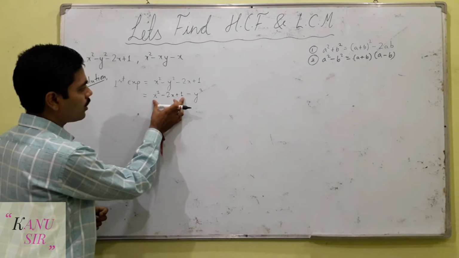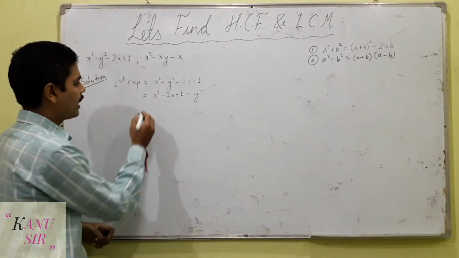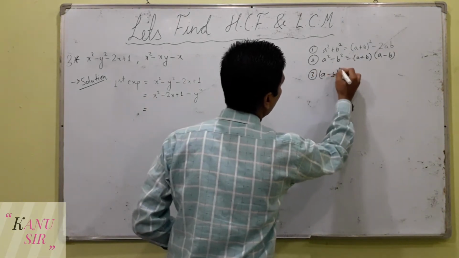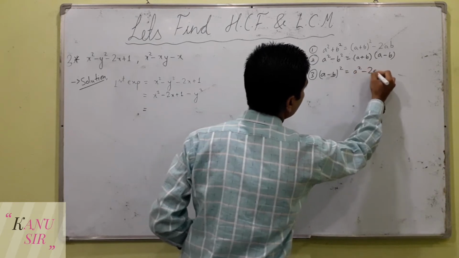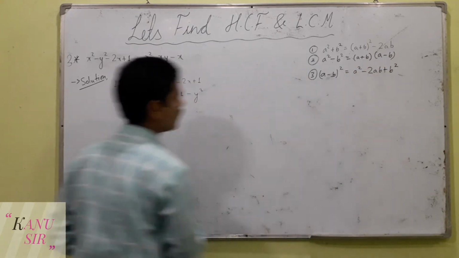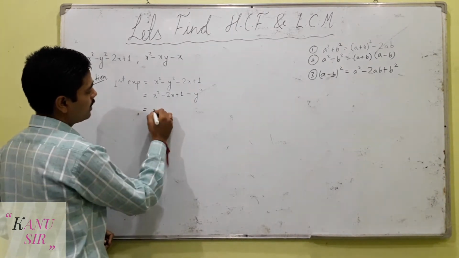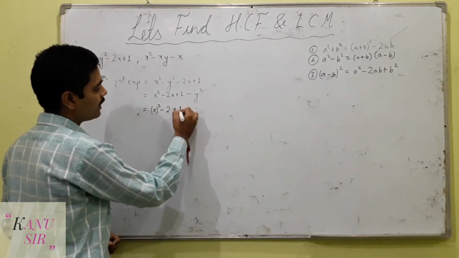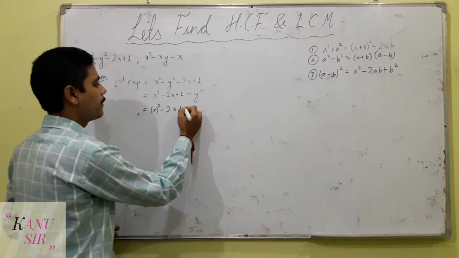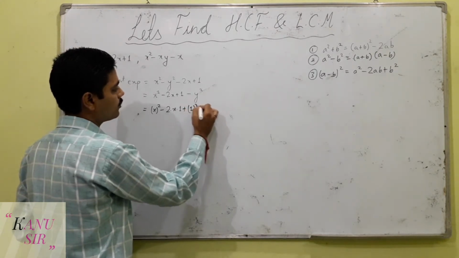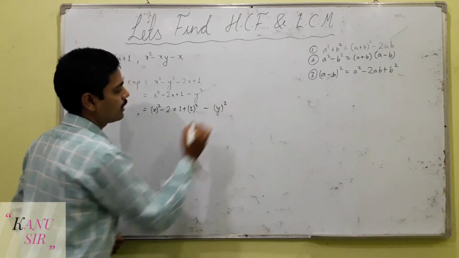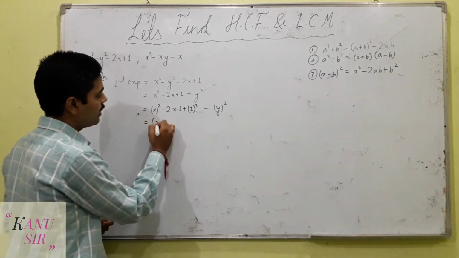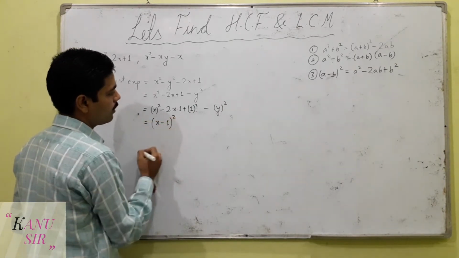These 3 terms or 3 variables will go into a formula like a minus b whole square, that is a square minus 2ab plus b square formula. So let's see how they go in a formula. x square minus 2x, and there is nothing left, but still we can write 1 because 2 times 1 is 2, plus because there is 1, we can write 1 whole square, minus y whole square. Now this looks like a minus b whole square, so we can change it to x minus 1 whole square.